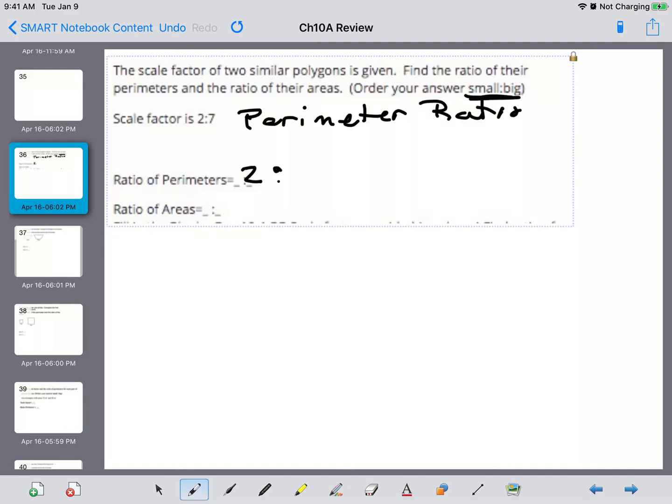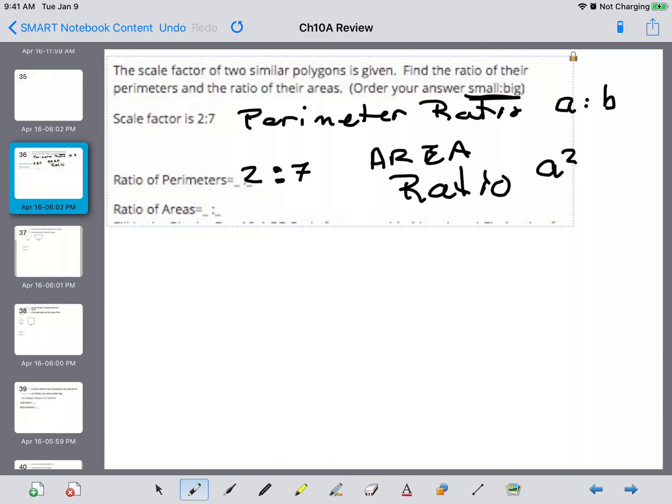So 2 to 7 is my perimeter ratio. It's the same because scale factor and perimeter ratio are the same. A perimeter ratio is considered A to B. An area ratio, and that's the next thing we must find, is that perimeter ratio squared. And it's just that fast, 4 to 49. And we're done with that problem. Notice that was my area ratio.